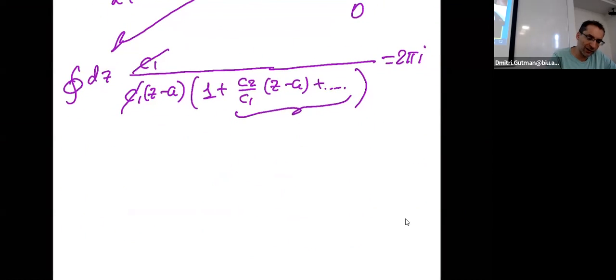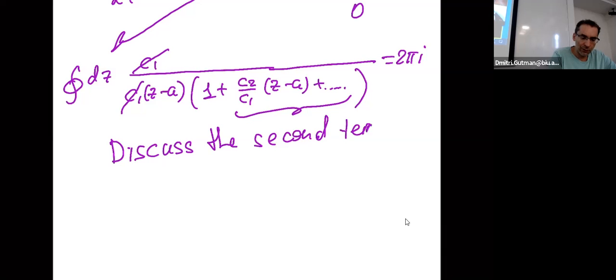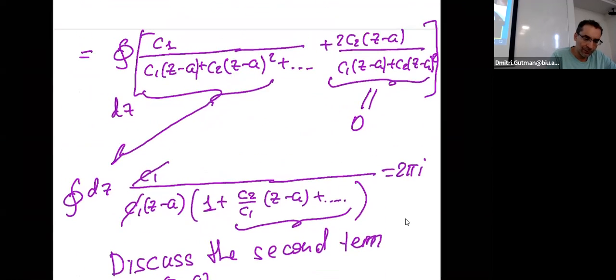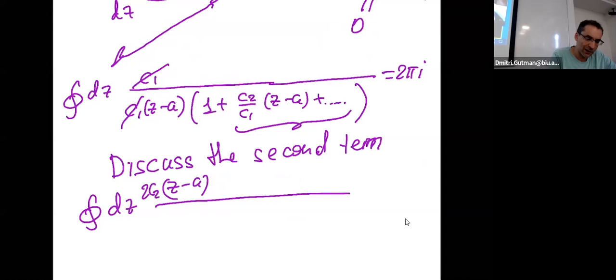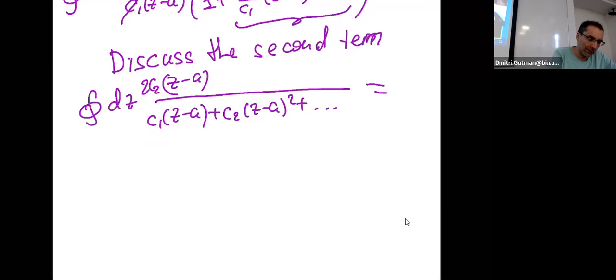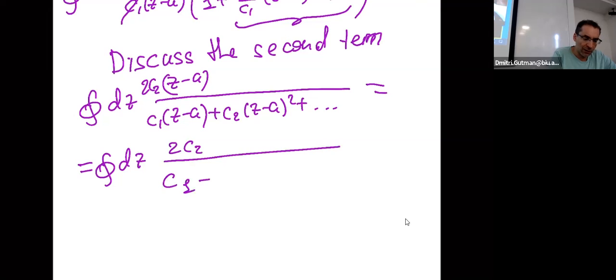Okay, so let's discuss the second term. It's an integral over dz, z minus a, divided by c1 z minus a plus c2 z minus a squared plus. So let me cancel one power of z minus a, so it's the integral dz 2c2 divided by c1 plus c2 z minus a plus.